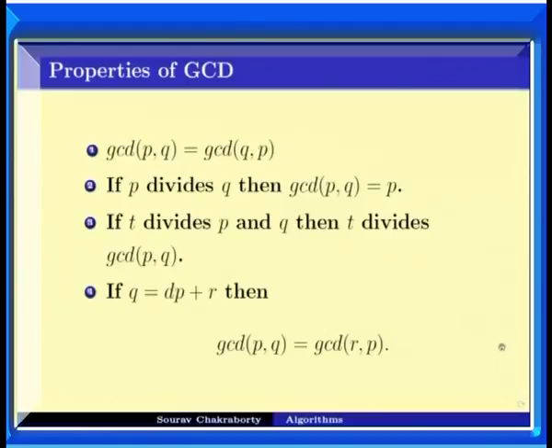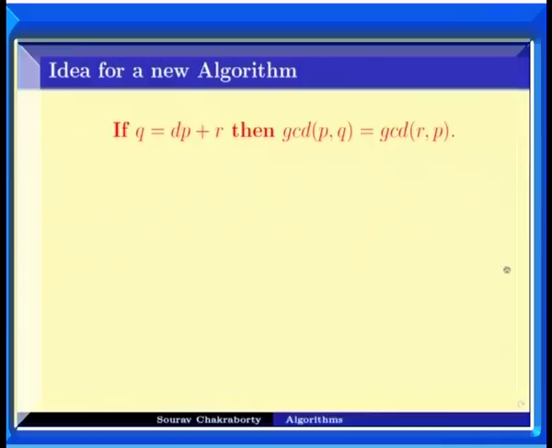We have added a new property just now, which is this. Now comes the next point. Can we use this particular property to get some slightly better algorithm? Here is the idea. By the fourth property, we know that if you can write q as dp plus r, imagine here that r is the remainder when you divide q by p, then GCD of p and q is equal to GCD of r and p. So, we can use that idea.